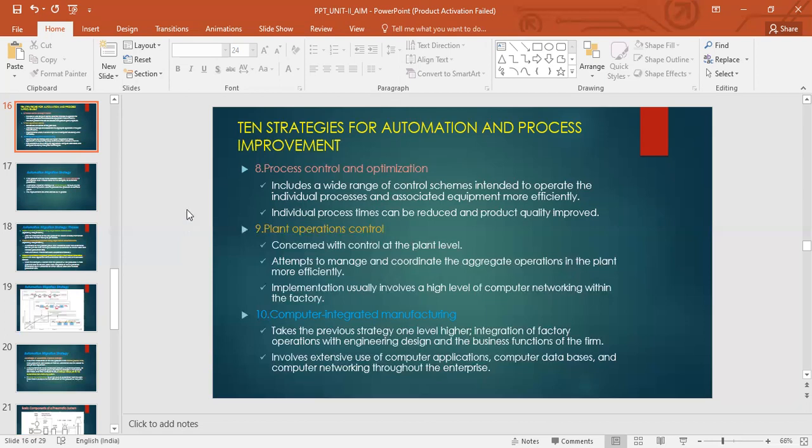Okay. So you see, in the last class, we were discussing the strategies for automation, isn't it? What are those 10 strategies that will help us to better automate whatever it is that we are trying to automate? Yes. Basically a process, isn't it? So we want to automate a process.